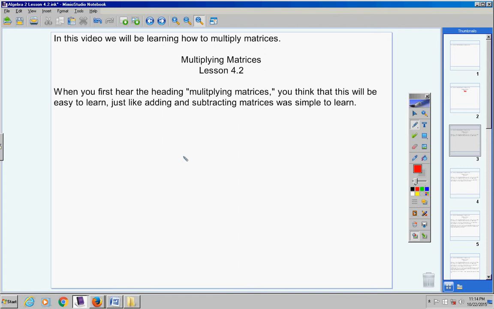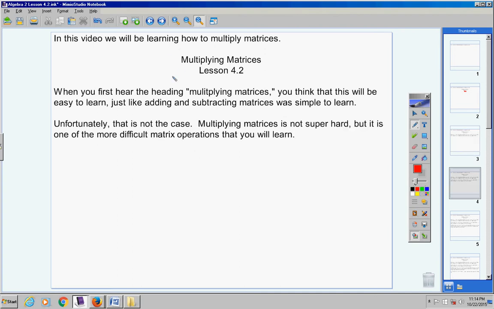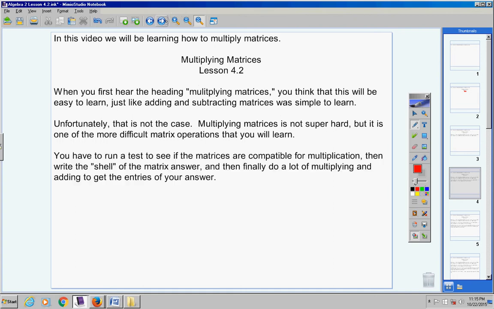When you first hear the heading, multiplying matrices, you probably think this will be easy to learn. Just like adding and subtracting matrices was simple, pretty easy to learn. Unfortunately, that is just not the case. Multiplying matrices together is not super hard, but it is one of the more difficult matrix operations that you will learn to do. So please understand that.